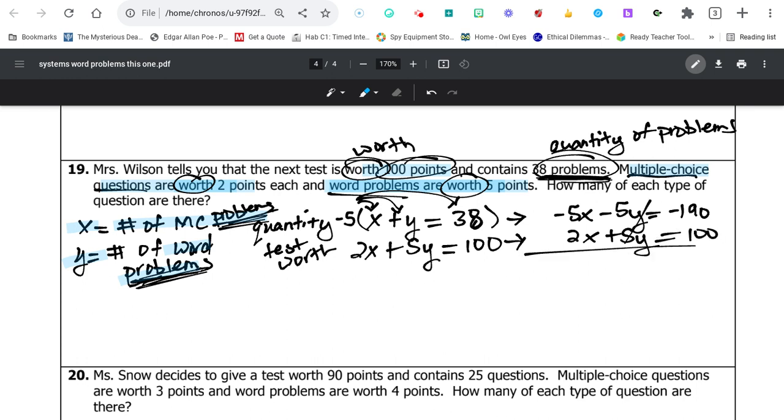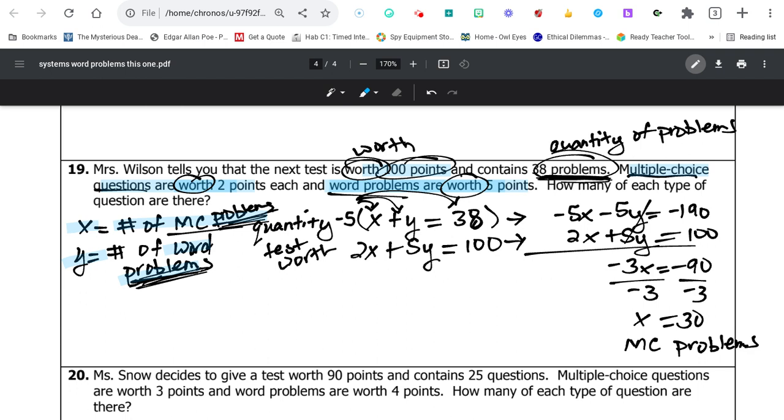These will cancel, so that would give me -3x equals -90. Divide both sides by -3, and x is equal to 30. X represents the number of multiple choice. 30 multiple choice problems are on the test, and the remaining 8 have to be word problems.